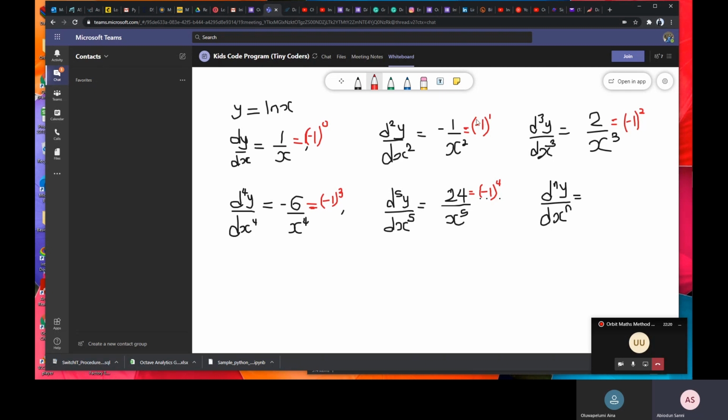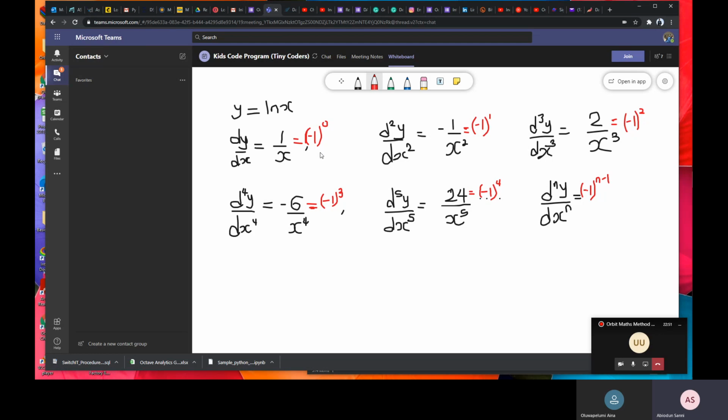So what am I saying? 2 minus 1, 3 minus 1, 4 minus 1, 5 minus 1, right? I'm using the pattern of the derivative, because this is power 1, 1 minus 1, power 2, 2 minus 1, power 3, 3 minus 1, power 4, 4 minus 1, which is 3. So it means this one has to be what? -1 to the power n minus 1, right? Yes. Good.